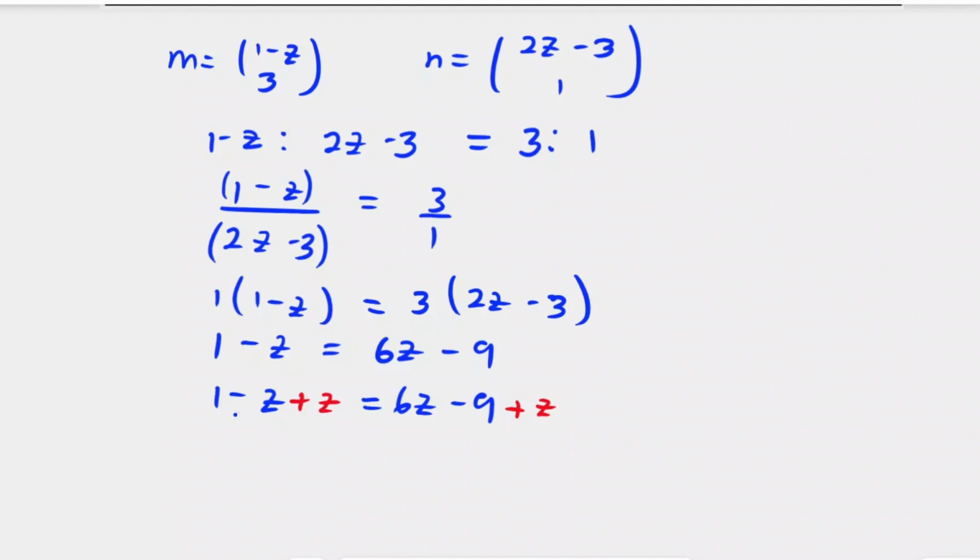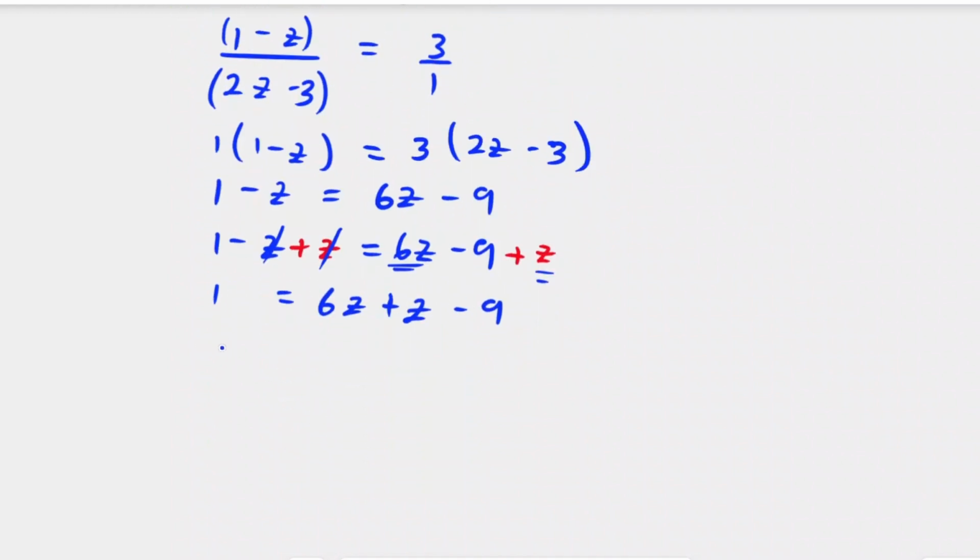So let's see what we're going to get. Now we've been able to achieve our aim. Negative z will cancel this one. So we have 1 equal to. Now, these two guys, they are like terms, so we can group them. So we have 6z plus z minus 9. So at this point, we are going to get 1 equal to 7z, that is 6z plus z, minus 9. So what do we do next?